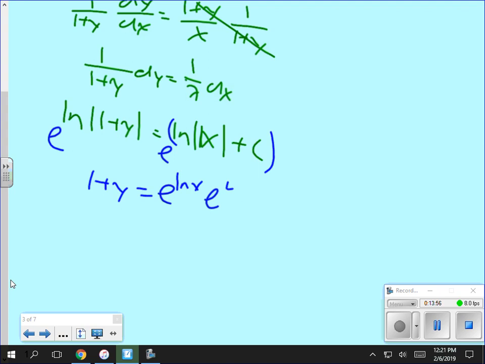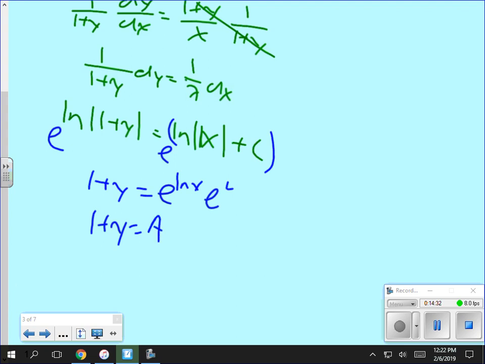I have 1 plus y equals e to the natural log of x, which is x. e to the c is some constant, right? Generally speaking, you would use c for it. We will use c for all our constants. Normally, what do I say? What is c plus anything? It's still c, right? Some constant we don't know. e to a constant we don't know is still a constant we don't know.